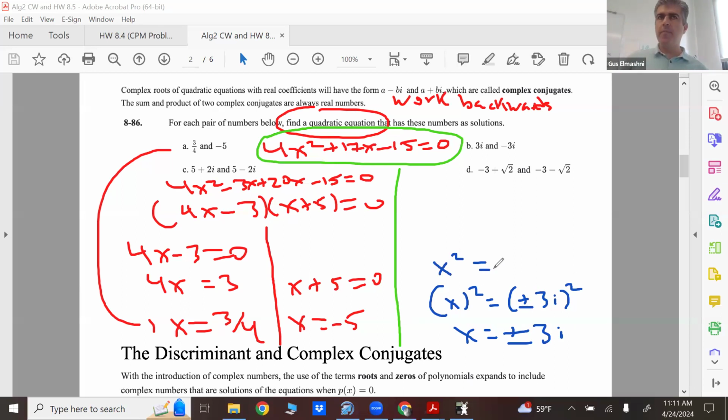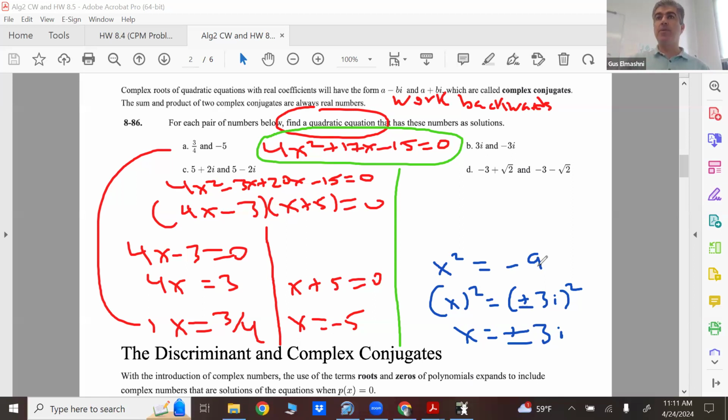Well, obviously, square plus or minus 3i. What do you get? Negative 9. You see how I got negative 9? Okay, what's 3 squared, guys? What's i squared? Boom, negative 9.